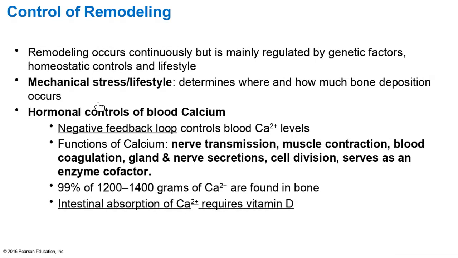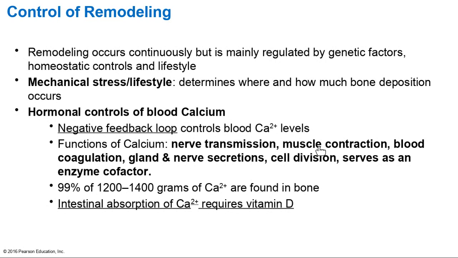Again, remodeling is going to occur continuously, and it's regulated by many different types of genetic factors. It's regulated by homeostasis and lifestyle, of course. As far as how we control blood calcium hormonally, it operates on a negative feedback loop in order to control calcium levels. And again, a reminder of how important calcium is for many different physiological processes.